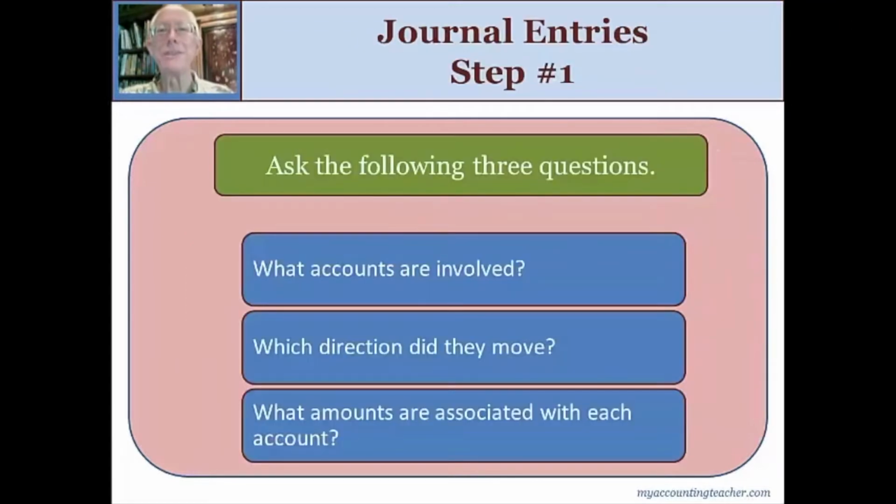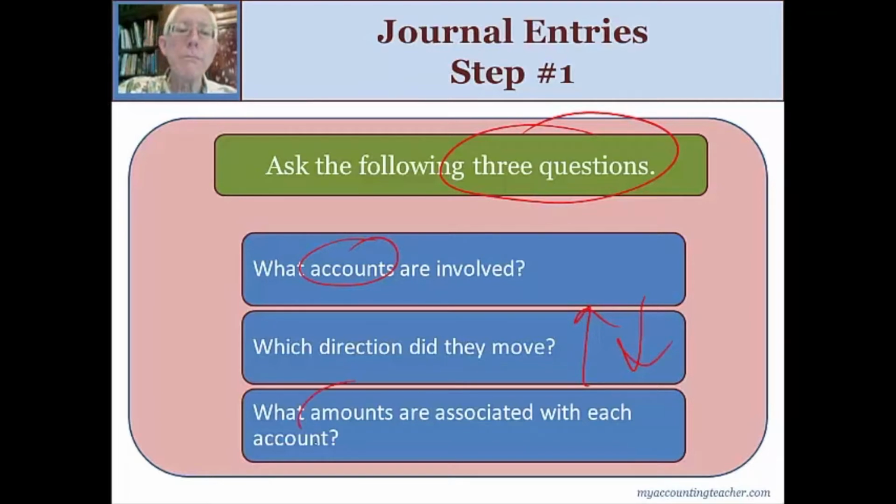Okay, what are these mysterious 3 questions? Here's what they are. When we look at something to analyze what happened, we say, first, what accounts were involved? Was there cash involved? Was there inventory involved? What was involved here? Second, which direction did things move? Did they go up? Did they go down? What went up? What went down? And third, what are the amounts?